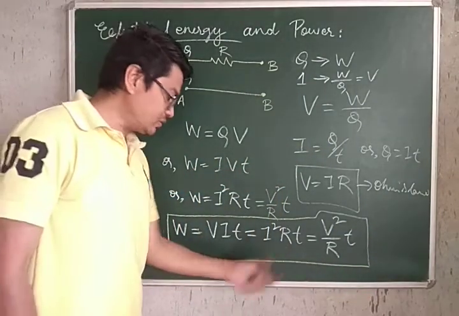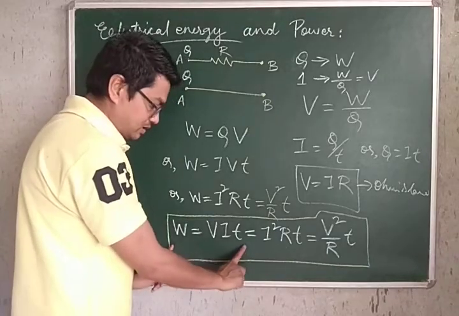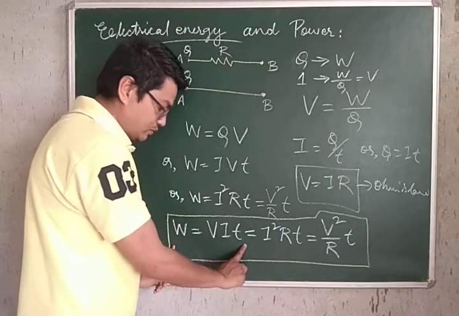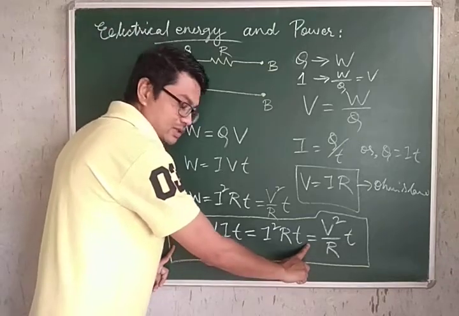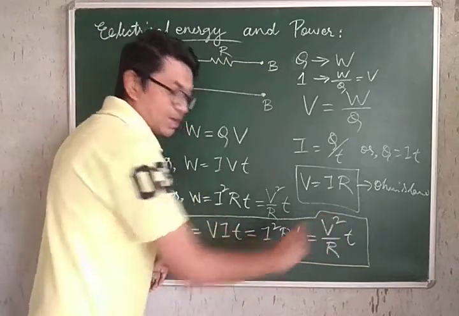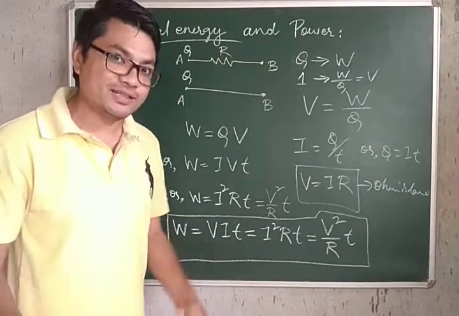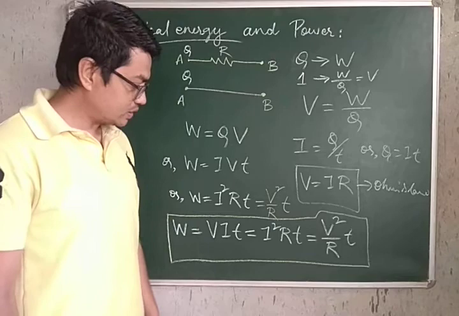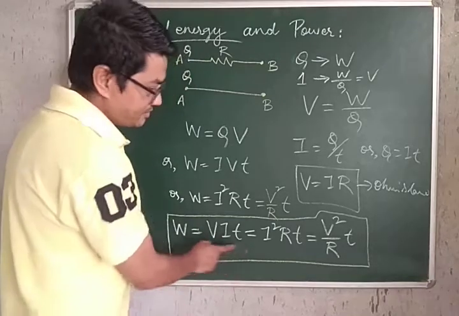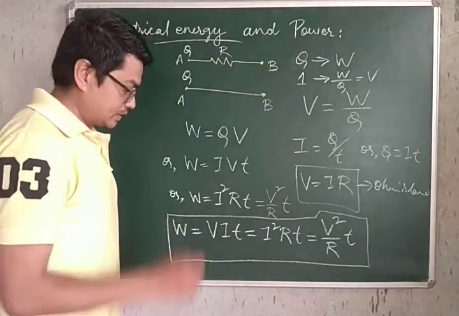Based on these three, these are three different equations that I'm writing. W is VIT is one expression for work done. W is I squared RT is another. And W is V squared by R into T. Based on these equations, you might take numericals also. So very, very important relations for you all.